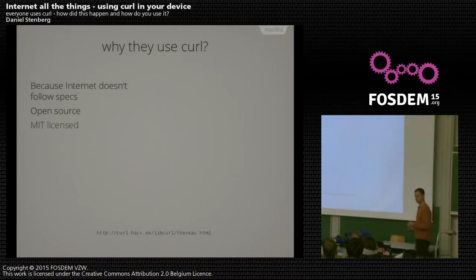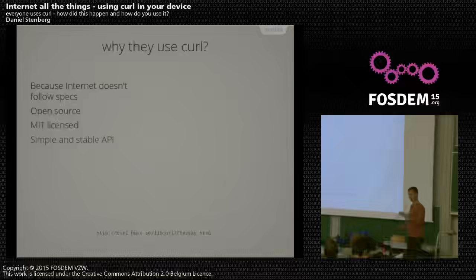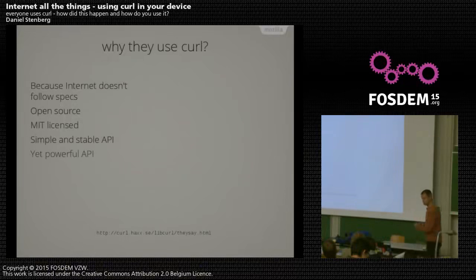Also, in curl, we have a very simple API, and I'll show you soon. It's very simple, and foremost of all, it's a very stable API. It is the same API. We don't change the API. We have had the same since 2006, I believe. We last changed it, and we stick to it. So your old stuff works with the new stuff. And it's still powerful enough. You can do pretty much what you want.